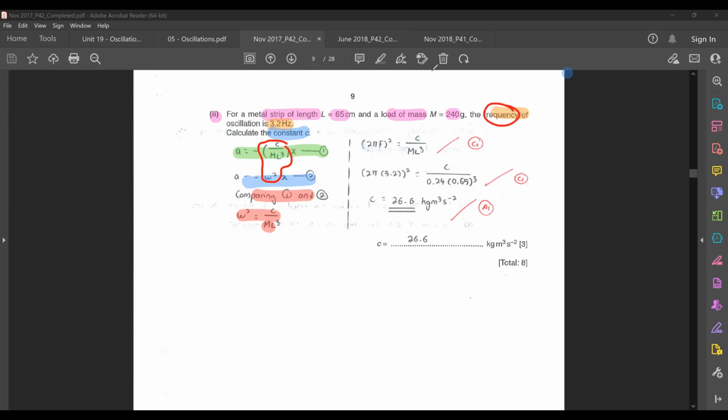So you want to change out your omega into 2 pi f. Square it, equate it to C over ml cube, and sub in the rest of the values that you know. Okay, so frequency is 3.2, mass is 0.24, length is 0.65. Find out what is C. C is actually 26.6 kg meter cube per second square. Right? So that is for this question.